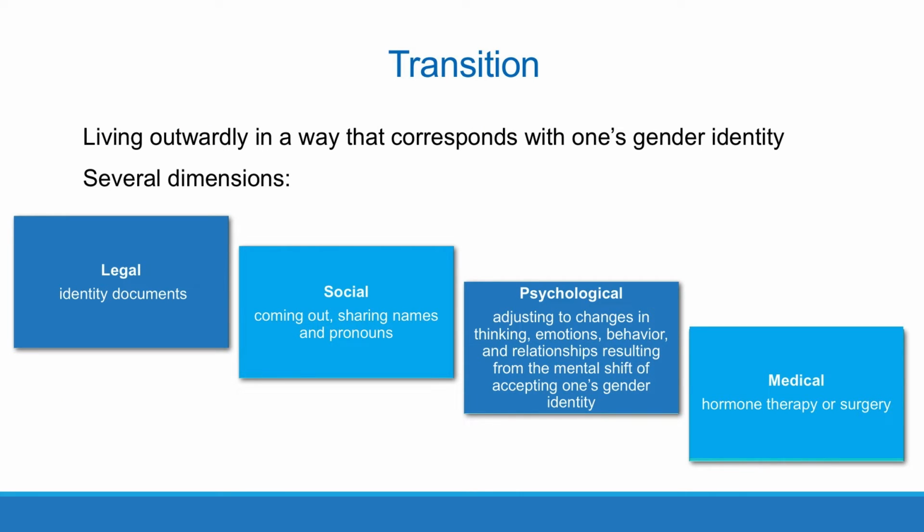A transgender person may decide to transition to living outwardly in a way that corresponds with their gender identity. There is no best way to transition, and the journey looks different for many people. Transitioning can include several dimensions, including legal, or changing the name and gender on identity documents such as driver's license, passport, etc., social, or coming out to people in one's life as transgender, and letting people know what name and pronouns they use for themselves, psychological, or adjusting to changes in thinking, emotions, behavior, and relationships resulting from the mental shift of accepting one's gender identity, and medical, or accessing transition-related health treatments such as hormone therapy or surgery.